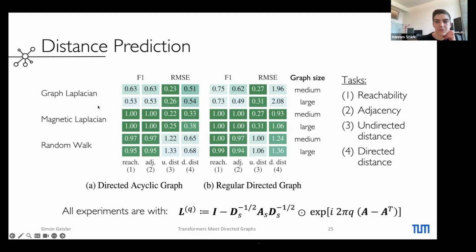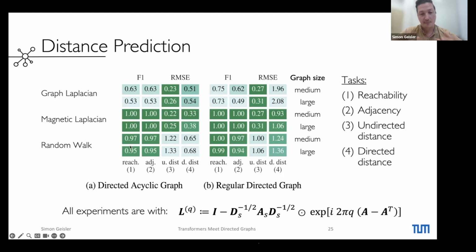Okay. Good. Then for the graph Laplacian, we symmetrize the graph, and therefore by definition, this is not direction aware, and therefore this only works well on the undirected distance task. So here we get quite good results. For the magnetic Laplacian, we get the best out of both worlds. We get good performance for the undirected tasks, but additionally we are now direction aware, and therefore perform quite well on the other tasks, like the prediction, the classification, and the regression tasks.